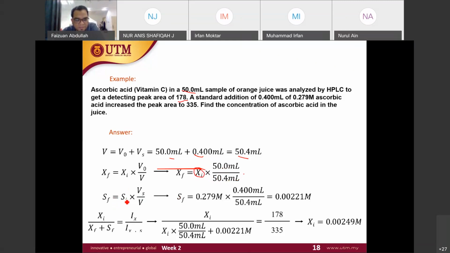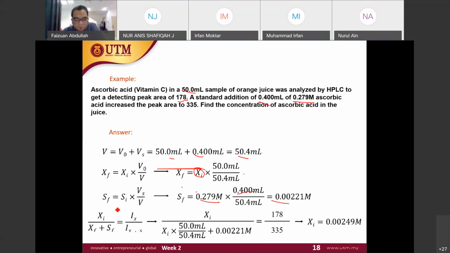So Sf is equal to Si times Vs over V. So we have Sf equal to 0.279 times 0.4, divide by 50.4. This is the calculation for Sf, and this is the Si. Then we have 0.00221 molar. This is the Sf.